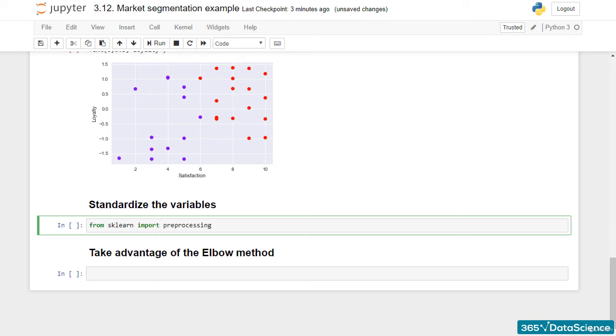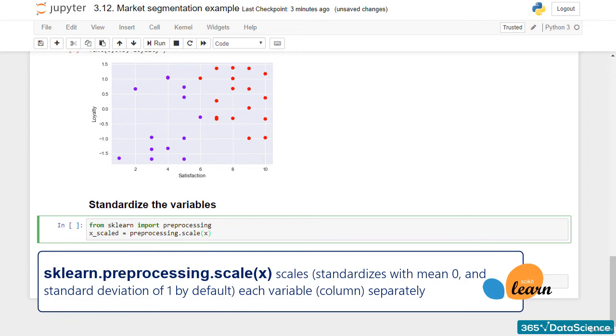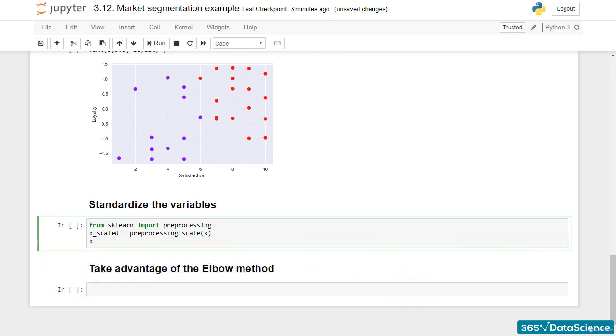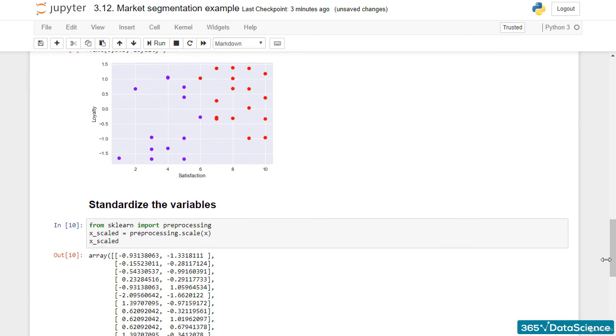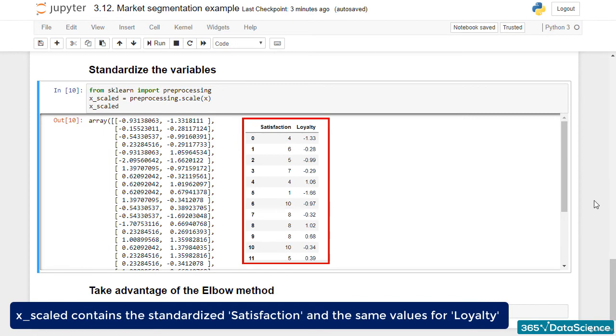Then we will declare a new variable called x_scaled equal to preprocessing.scale of x. Scale is a method which scales each variable separately. In other words, each column will be standardized with respect to itself. Exactly what we need. And it's done. As you can see, x_scaled is an array which contains the standardized satisfaction and the same values for loyalty. That's because loyalty was already standardized. It had a mean of 0 and a standard deviation of 1, that is. Okay, let's continue in the known way.